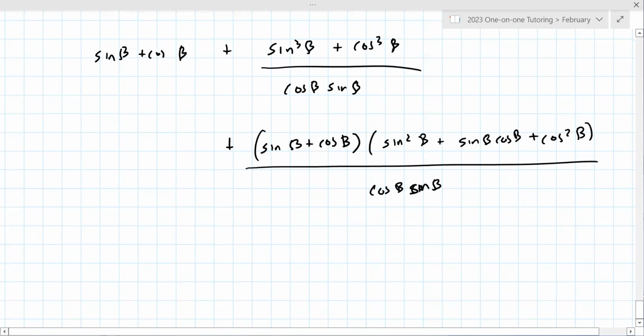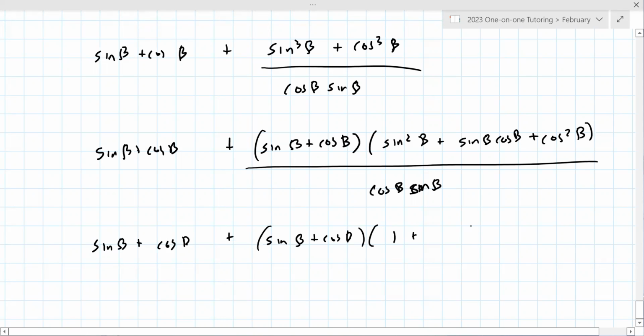Okay, so the thing that I'm noticing here, just like all the other sum and difference of cubes, you get that sine squared, cosine squared, that becomes 1. But yeah, this is not great. So you get sine beta plus cosine beta, 1 plus sine beta cosine beta, like that. And then over this.